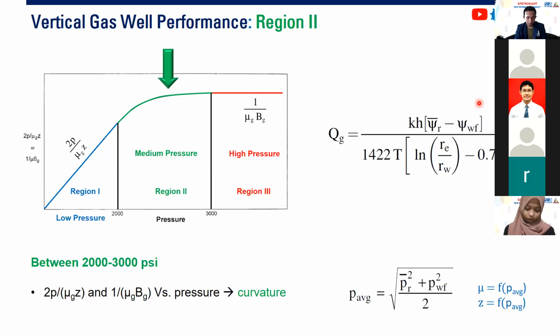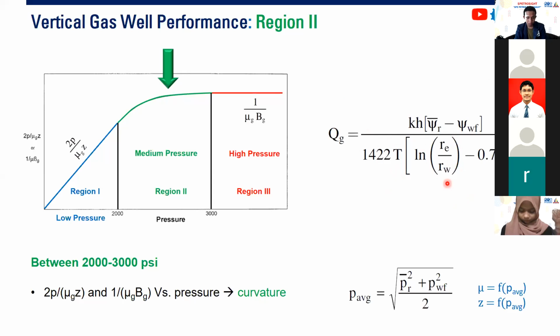Okay, so between 2000 and 3000, if you want to calculate your gas flow rate, you have to use this formula. You need to know the permeability; you can ask the petrophysicist. Again for thickness, you can ask the petrophysicist. Temperature, you can do the measurement. re, or the radius of the reservoir, you can assume, or maybe you can predict that by pressure transient analysis or well testing.